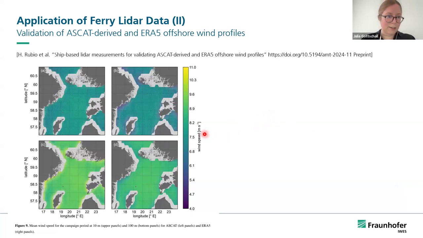So what you see here is the mean wind speed, actually at 10 meter in the upper panel and 100 meter in the lower panel, with the wind speeds as the color contours. For ASCAT, we have the left panel, and for ERA5, we have the wind speeds on the right panel. So we could generate these maps.